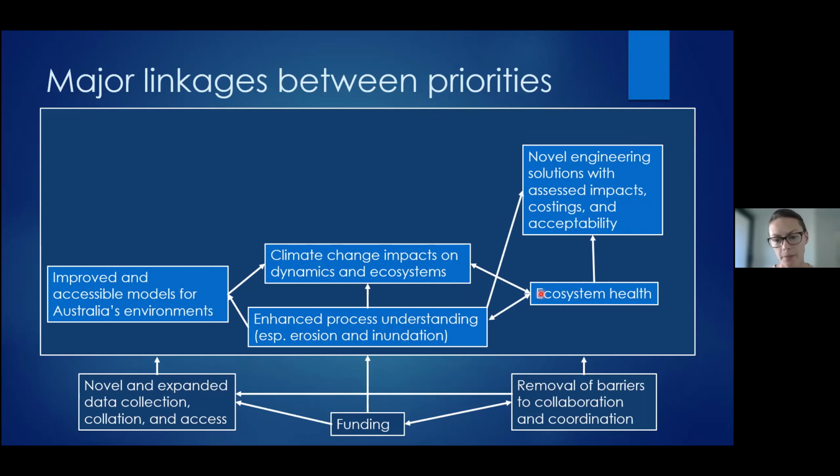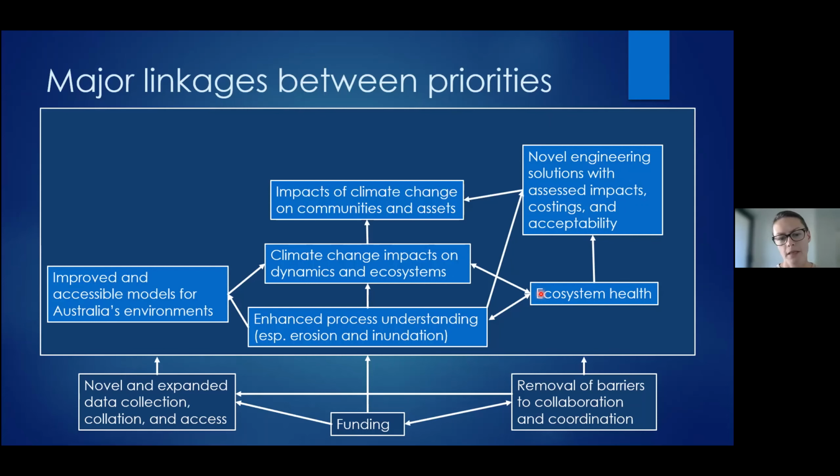When we look at the engineering piece, enhanced process understanding and ecosystem health will help us develop novel engineering solutions. And we need to look at the assessed impacts, the costings and the acceptability. And understanding ecosystem health will help us with some of these nature-based solutions that came through as one of the areas that we need to work on. And I should say that not every linkage between themes of priorities is shown here, it gets way too messy if you try to do that. But the key ones are shown here to give you a bit of a feel for how interconnected all of these things are.